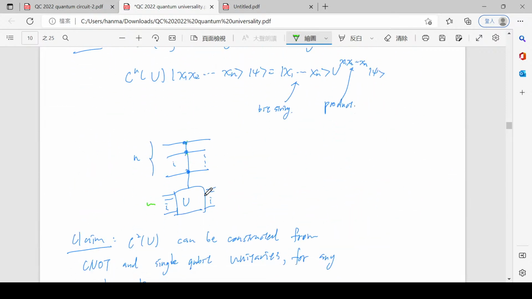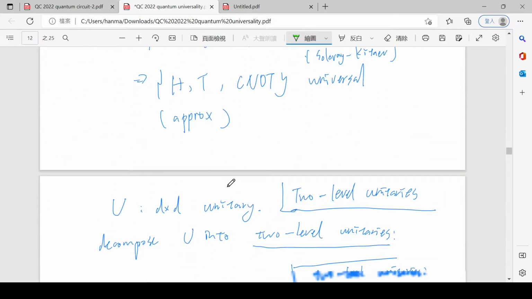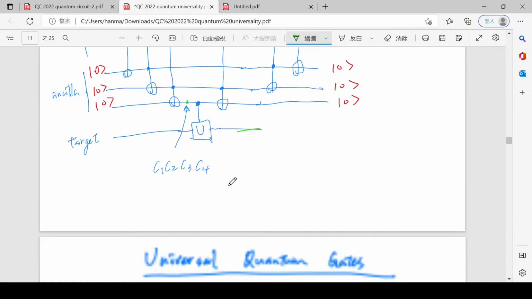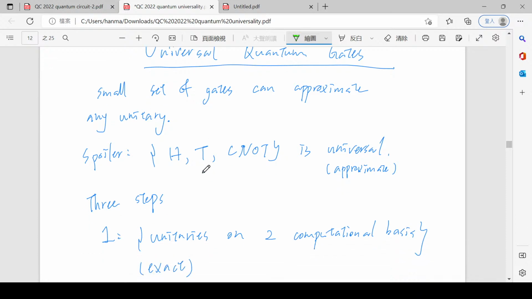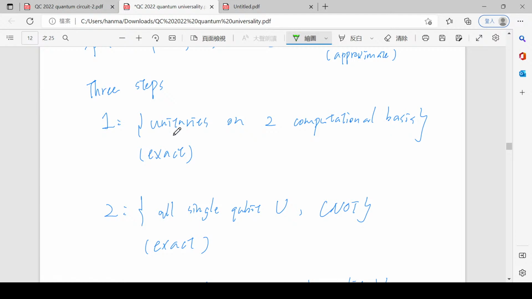So once again, arbitrary control. Okay, so this is multi-qubit control, but actually we only need a single qubit U here. We have arbitrary controlled single qubit unitary. Then we have our roadmap once again. And so the end goal here is we are trying to show that Hadamard, T, and CNOT, only those three gates, are universal for any quantum circuit, and that's approximately. So we are doing this in 3 steps, and the first step we actually haven't seen. So the first step is we are going to decompose our circuit into unitaries on two computational basis states.